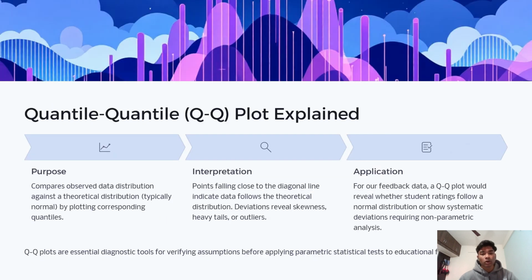A Q-Q plot compares our data to a theoretical normal distribution. If our data points fall close to a diagonal line, it means the data is approximately normal. For our data set, a Q-Q plot would likely show some deviation due to bimodal nature and skewness, which indicates that the ratings do not perfectly follow a normal distribution.